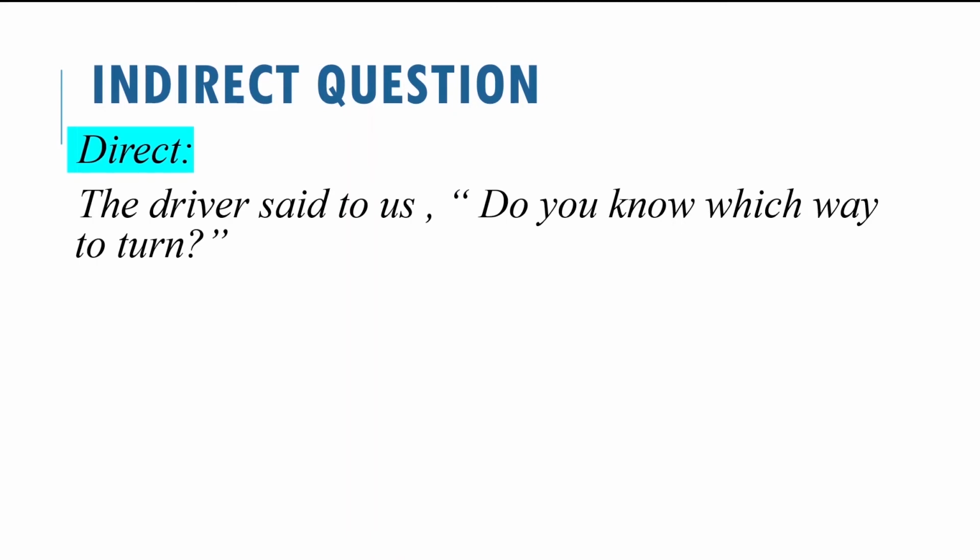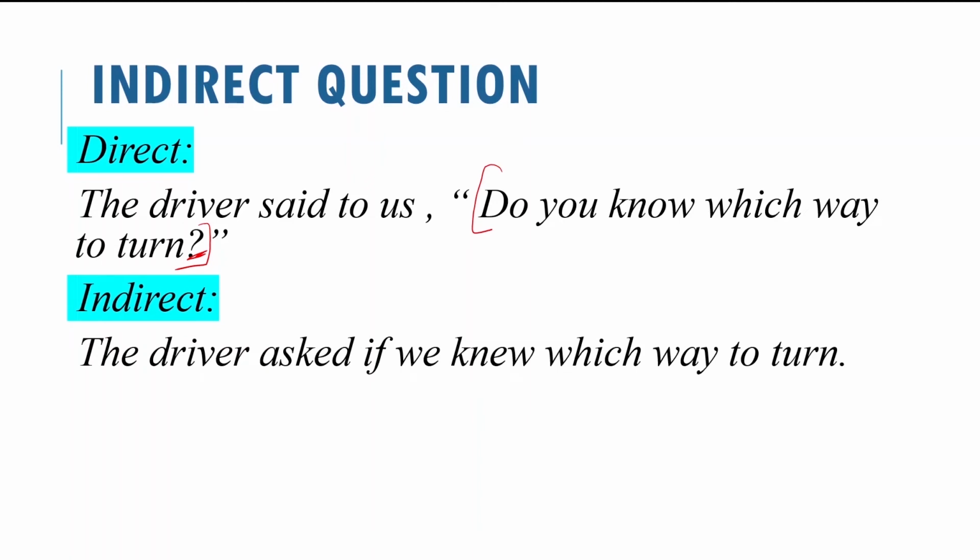Have you ever wondered what to do in case of indirect questions? Do they come under interrogative sentences or declarative statements? Let's see the difference. Indirect speech. The driver said to us, do you know which way to turn? So you can clearly see that from here to here, it is a direct question and it is ending with a question mark. But when we change this into an indirect speech, the driver asked if we knew which way to turn. Now it is ending with a period, which is symbolic in case of declarative statements.